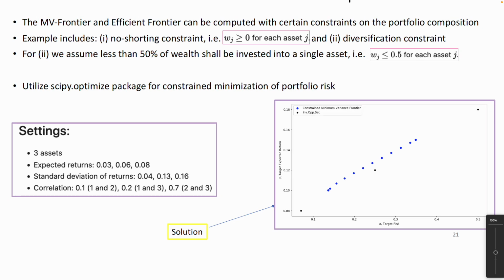So the example we are taking now is expected return 3%, 6, 8. These are my three assets. I'm kind of ordering that in ascending order. And they also have standard deviations 4, 13, and 16%. So the first one could easily be a bond fund, and the others could be two types of equity. And then we have correlation here, asset 1 and 2, 0.1. Then asset 1 and 3, 0.2. And 0.7, 2, and 3.